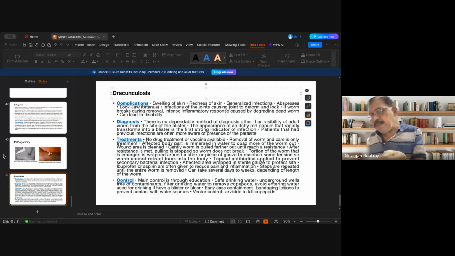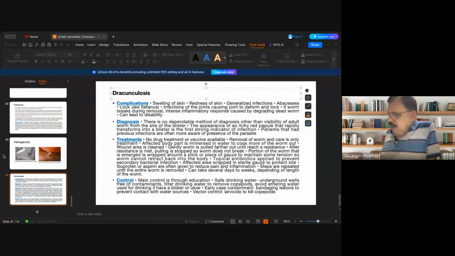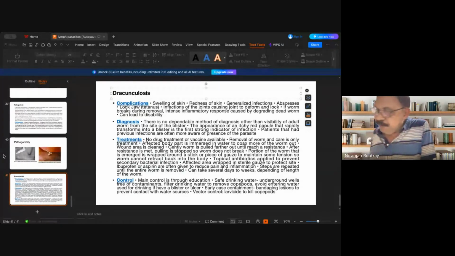And the last is the importance of parasitic treatment and control. In all the parasites we have already gone through this control. So for treatment of parasitic disease, you need an antiparasitic drug, you need an anti-helminthic drug. So there are different drugs available.